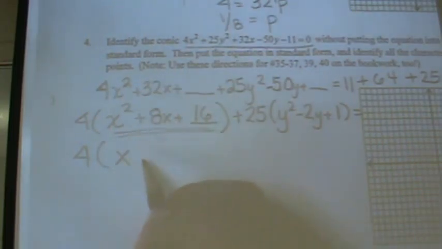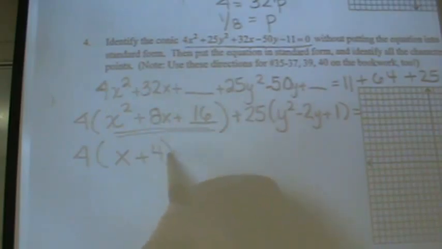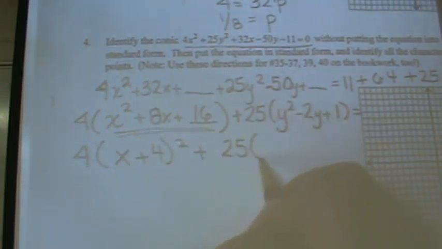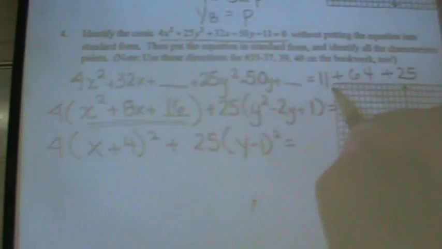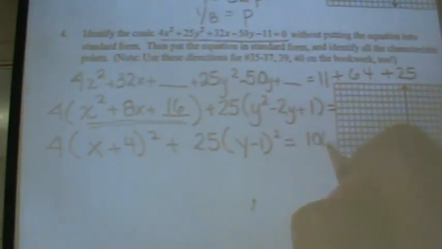How does this factor? X plus 4 quantity squared. Okay, now how about the y squared minus 2y plus 1? How does this factor? Y minus 1 squared. And then add these up, you get 100.